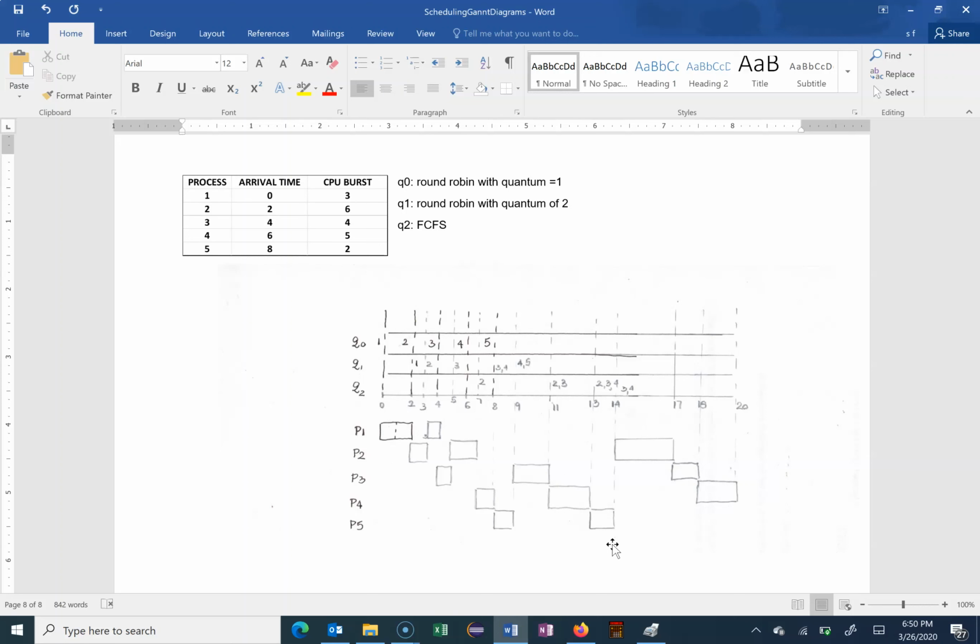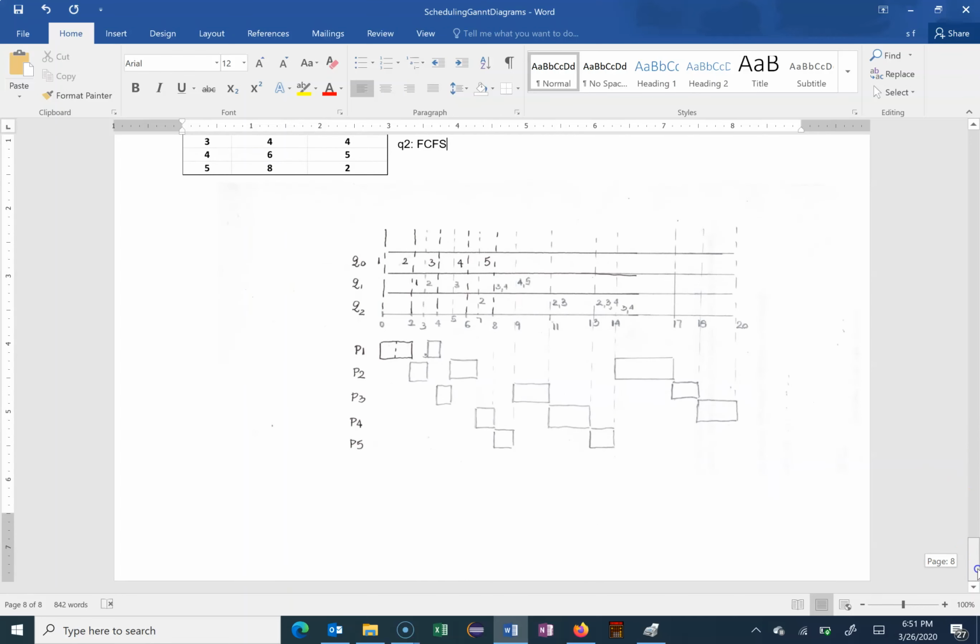So finally at moment 14, we have 3 processes, but they're all in a non-preemptive queue, which is Q2. So we pick the first one, we use first come first serve, process 2. Process 2 will execute until it finishes its execution. It already executed 3 units, it has 3 left, it goes from 14 to 17. Then we have process 3, it went for 3 units, it has 1 left, and then we have process 4.